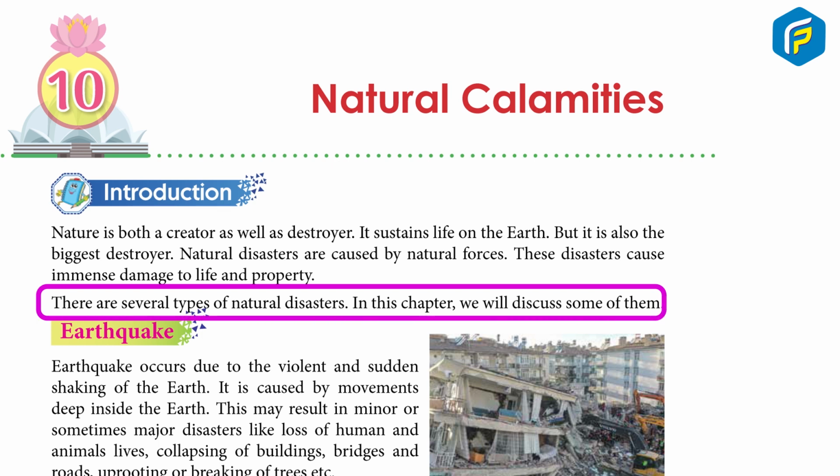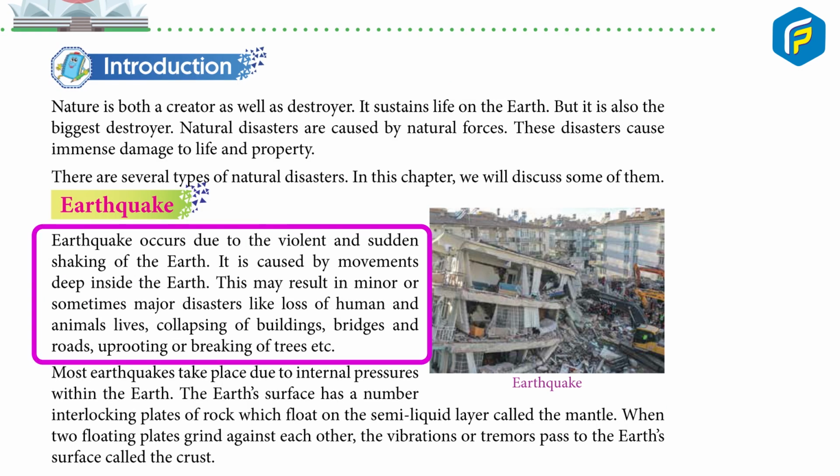There are several types of natural disaster. In this chapter, we will discuss some of them. Earthquake. An earthquake occurs due to the violent and sudden shaking of the earth. It is caused by movement deep inside the earth. This may result in minor or sometimes major disasters like loss of human and animal lives, collapsing of buildings, bridges and roads, uprooting or breaking of trees, etc.